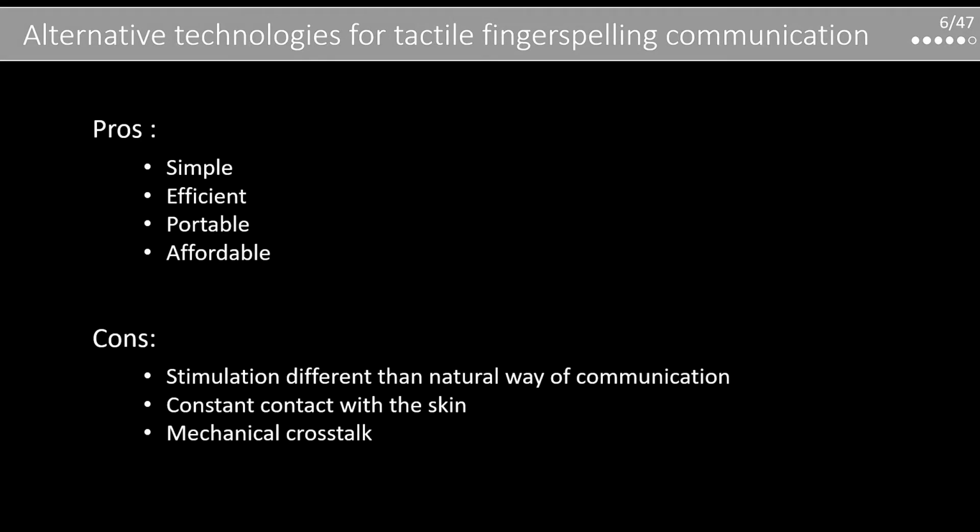These designs are very simple, very efficient, portable, and affordable. However, they produce stimulation very different from what a human does when one of the techniques of tactile fingerspelling is used. They also have constant contact with the skin, as it is a glove, so you have friction and constant pressure all around your skin. And this kind of system also allows mechanical crosstalk between the different parts of the design.